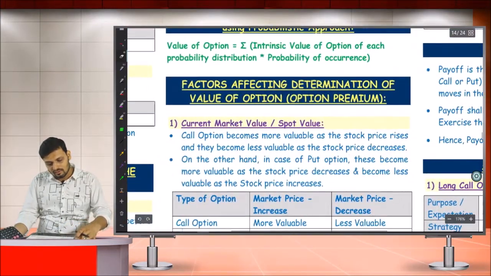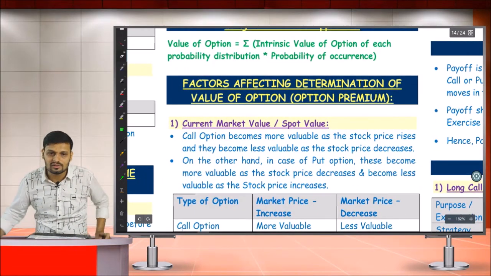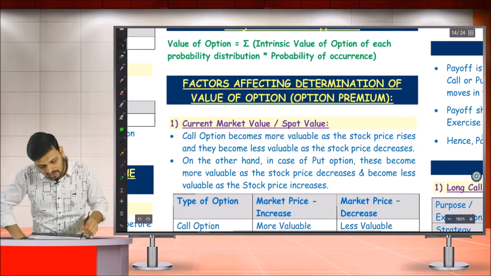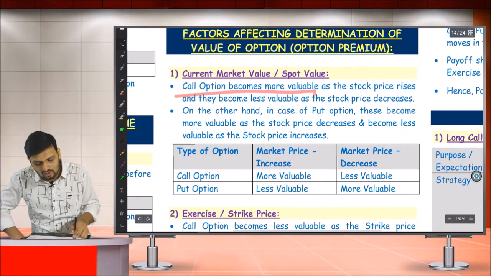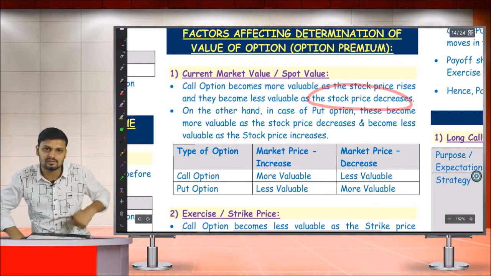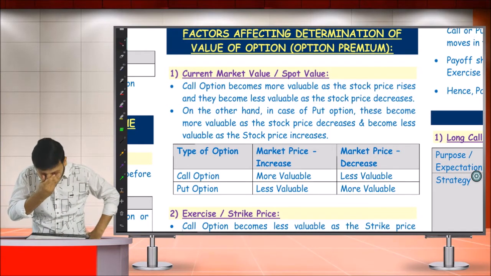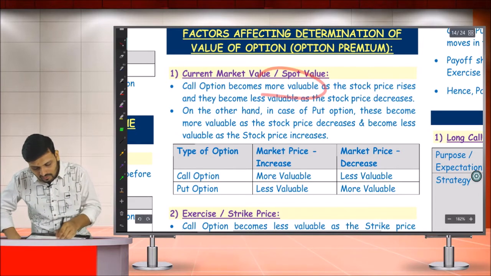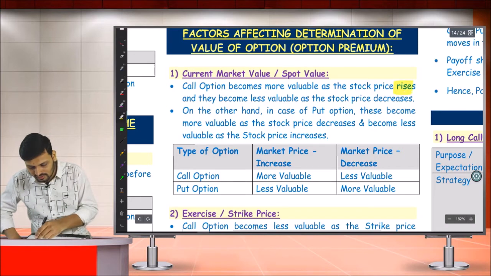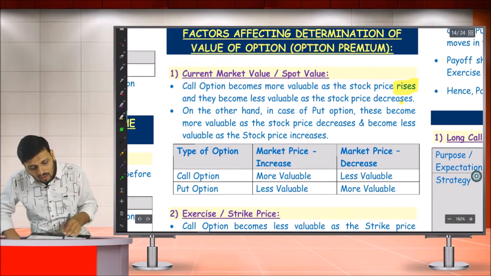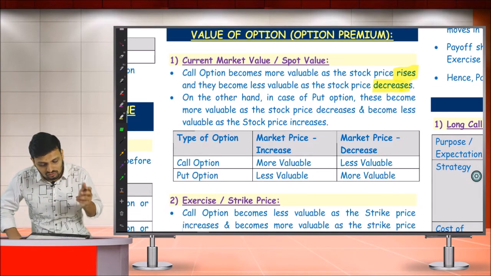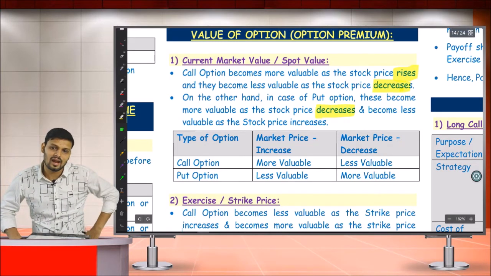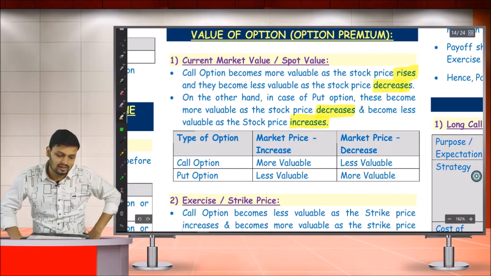Coming back to the factors affecting determination of valuation of options. Current market value, spot value. Call option becomes more valuable as the stock price rises and becomes less valuable as the stock price decreases. So obviously, a call option becomes more valuable as the stock price rises, right? All of these you have already discussed. And if the stock price decreases, call option value will decrease. On the other hand, put option becomes more valuable as the stock price decreases, and it becomes less valuable as the stock price increases.